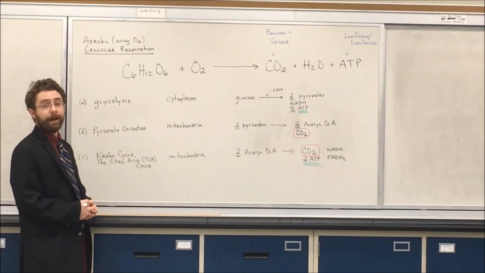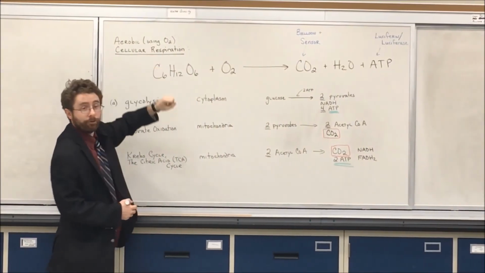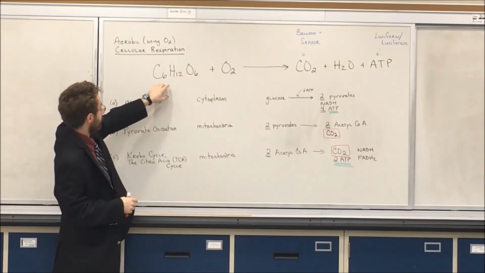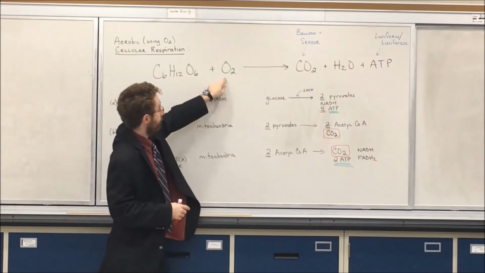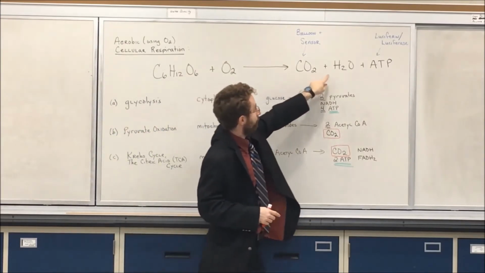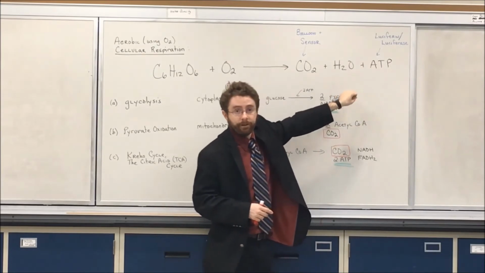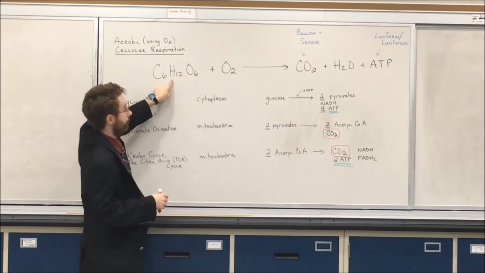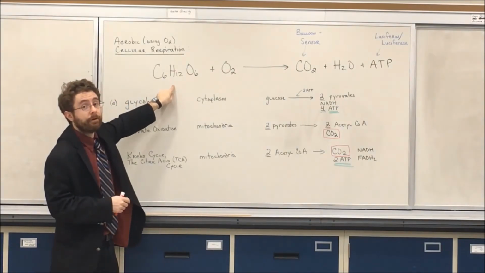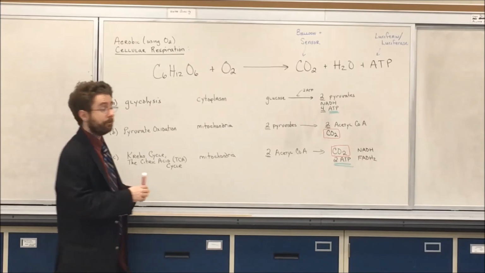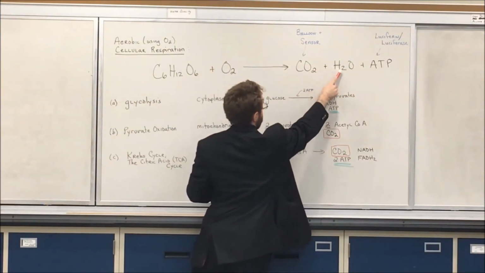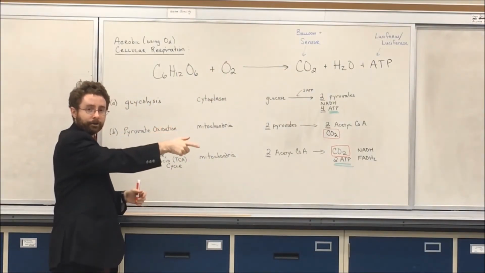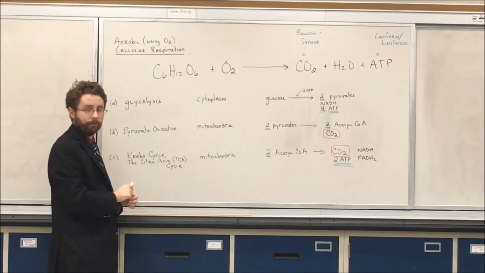So now we'll take a look at aerobic, which means using oxygen, so aerobic cellular respiration. So our reaction is glucose plus oxygen yields carbon dioxide plus water and ATP. And if you notice something, you'll notice that this reaction, cellular respiration, is the opposite of photosynthesis. Photosynthesis reaction was carbon dioxide plus water yields glucose plus oxygen. So if you know the reaction of one, then you know the reaction of the other.